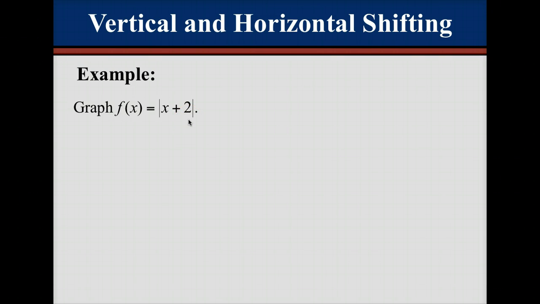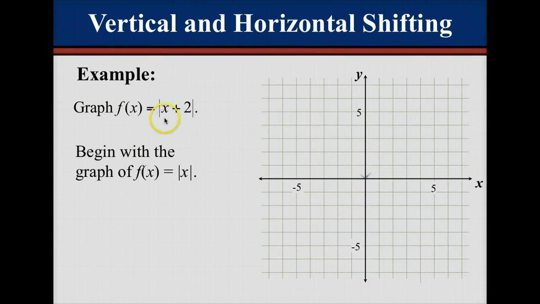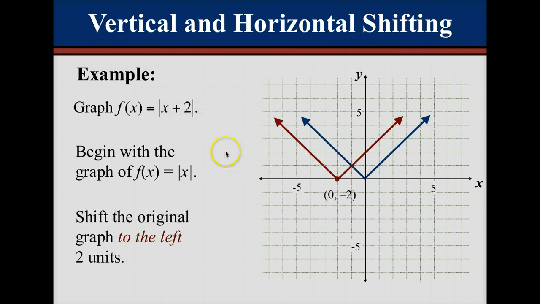What's the parent function for this one? It's the absolute value of x. So you know it's going to be V-shaped, right? Notice that this plus 2 is inside the grouping symbol. So that means it's going to go left or right. Well, it's a plus. We normally think plus goes right, but it's inside the grouping symbol, so it's going to go 2 to the left.